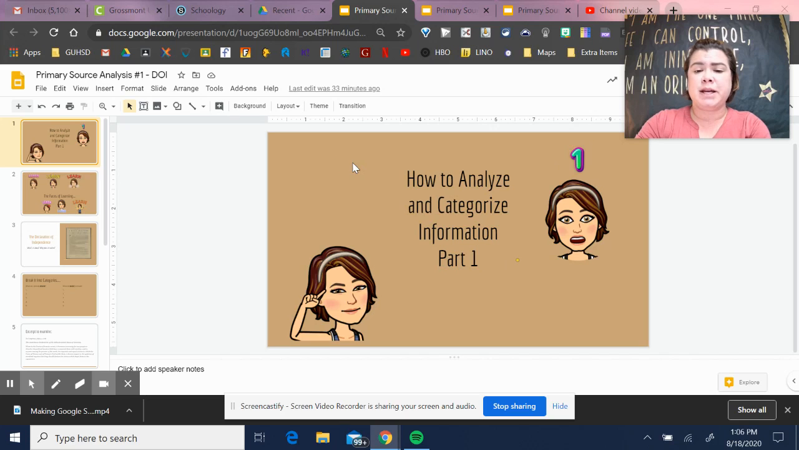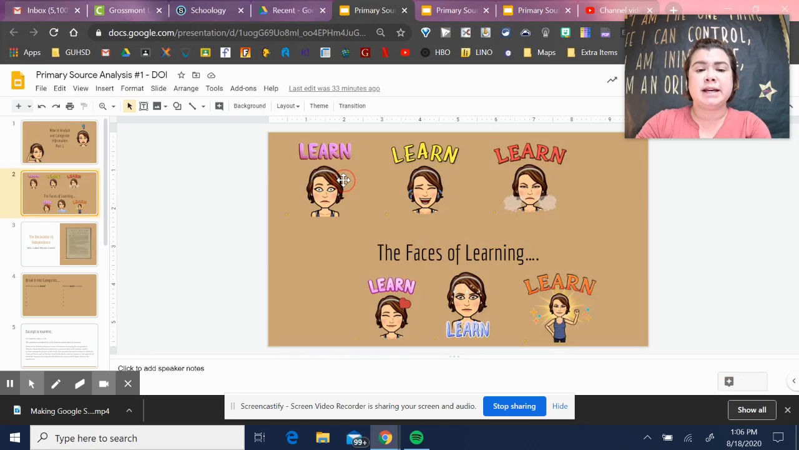So this main page here, it's just, hey, this is part 1. So we've got my Bitmoji here with the number 1, so you know which part you're working on. And on the second page, I like to put in the faces of learning.